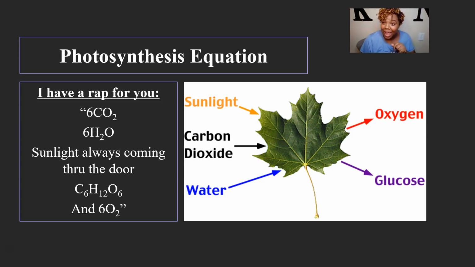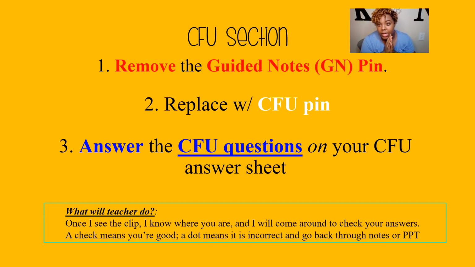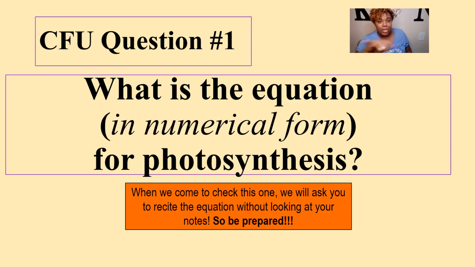You got it! Now practice that. Get it to memory, because you're gonna need to know how to write it for your exit ticket today. All right, so you know the deal. Go ahead and take the yellow pen, put it into the top of your computer, because you're going to answer your first CFU question. What is the equation in numerical form for photosynthesis? Go ahead and pause the video, write it down, and begin.